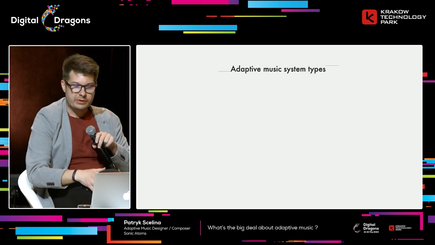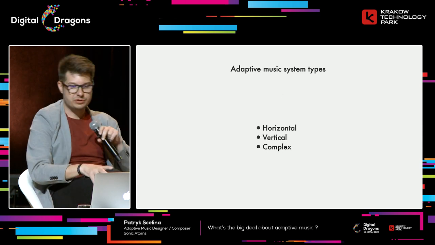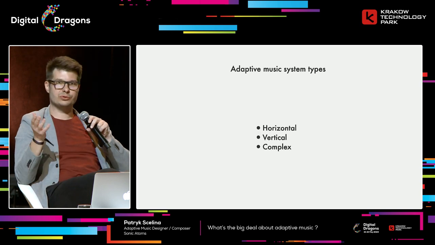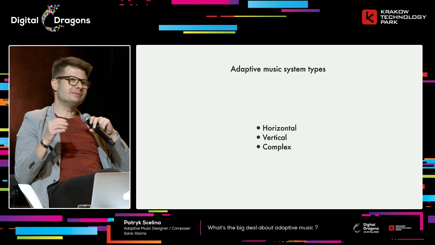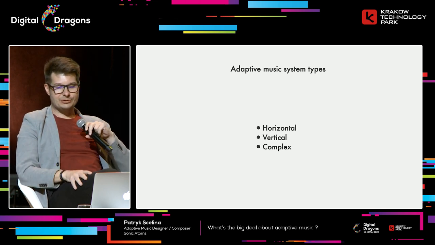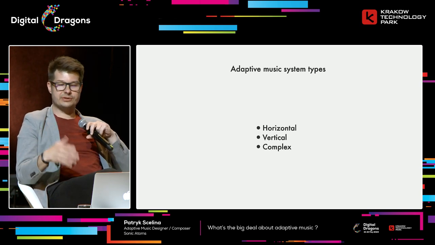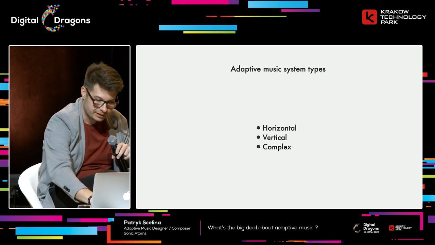So now I would like to show you some examples of different types of music systems that we use. This is actually quite simple, especially for those of you who create games. You very often have some huge structures, especially in narration, so this is going to be very simple for you. We have horizontal and vertical types of music systems, and we have something that combines those two philosophies.